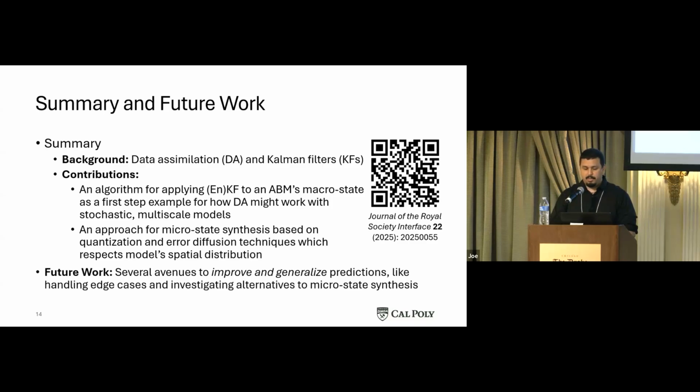And then the other thing that I will mention, at last, is that there are a lot of avenues to improve or generalize our work. What we did to some extent is the first step. We've got a lot of edge cases that we are considering how to handle. And there are also a lot of alternatives for microstate synthesis. We've proposed one, but we're already thinking about alternatives that maybe use stable diffusion or other AI techniques. I also do work with topological data analysis, so we're thinking about that.